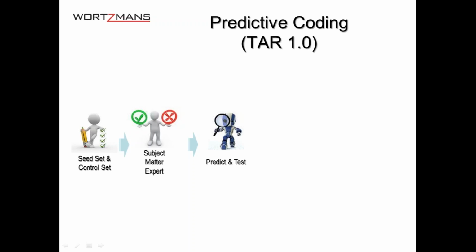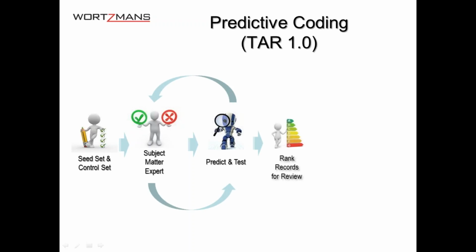Typically, that won't happen the first time around. And so what happens is this process is repeated over and over again, maybe 3, 4, 5, maybe up to 10 times, until the system gets enough information so that it can make accurate predictions. Once that's done, the system is in a position to be able to rank all of the unreviewed records.